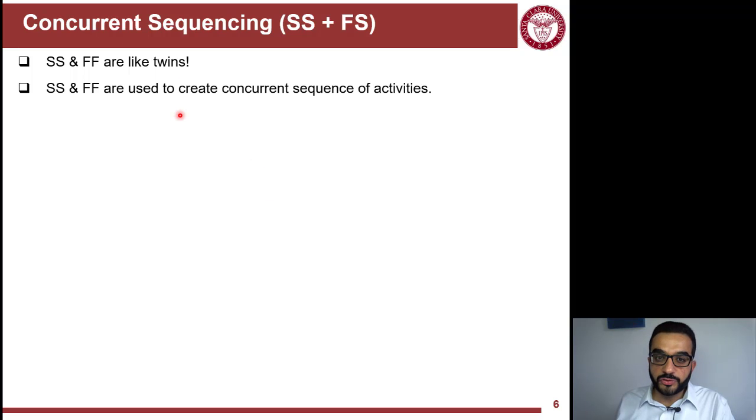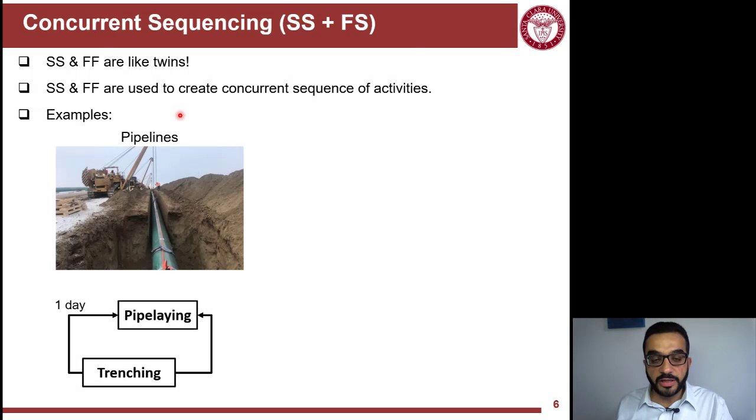Concurrent sequencing happens when you use both start to start and finish to finish. So it's like twins. They come together to represent that concurrent sequencing. An example of that is the pipeline project that I presented before. So trenching can start, and then you can have some lag or buffer between the spot where you finish trenching and start laying the pipe at this spot.